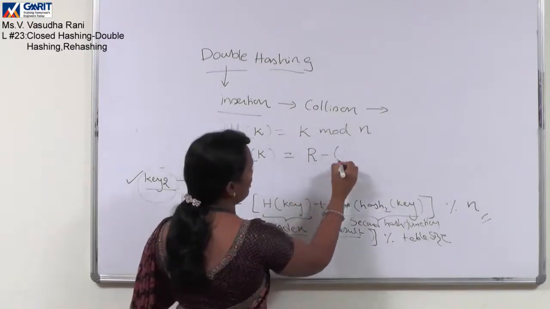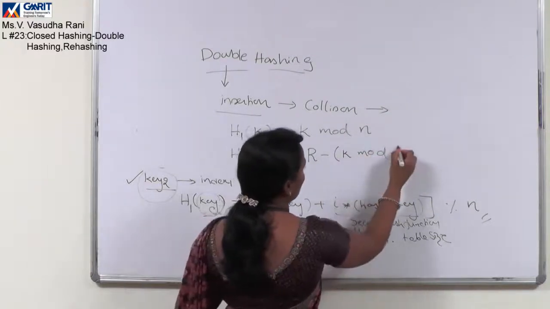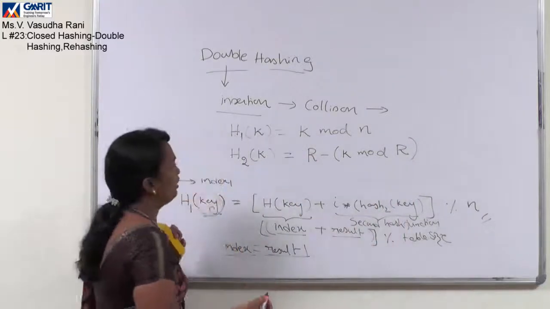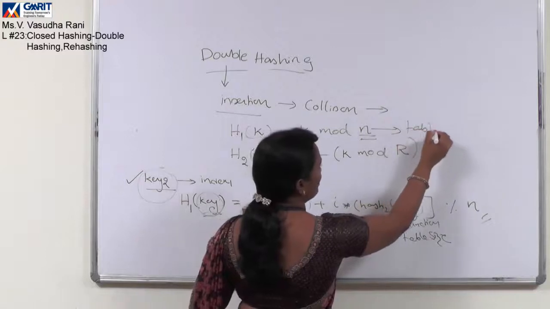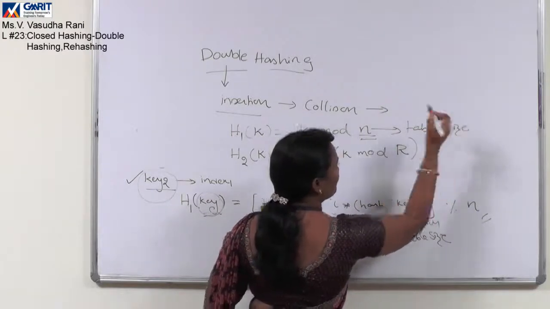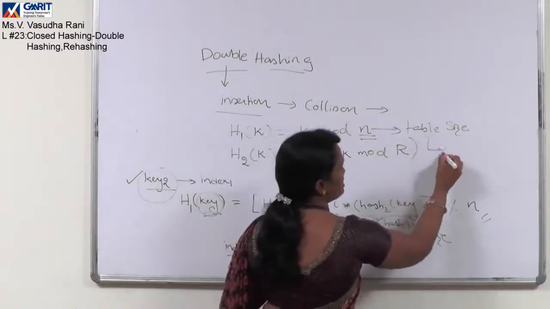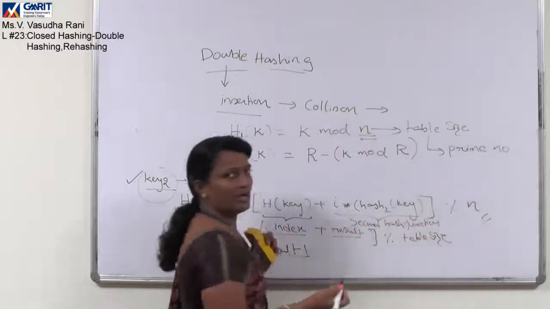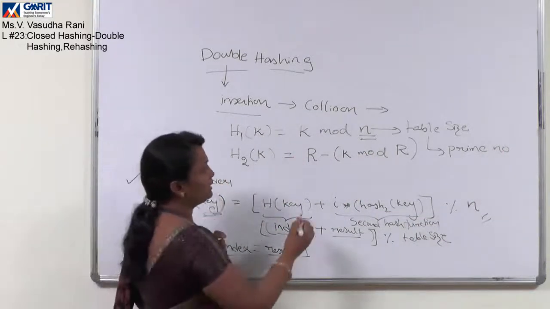An example, r minus k mod r, wherein in choosing this n, which is our table size, usually we have to take a prime number. That is an assumption only. Assumed size of the table only we will be taking.